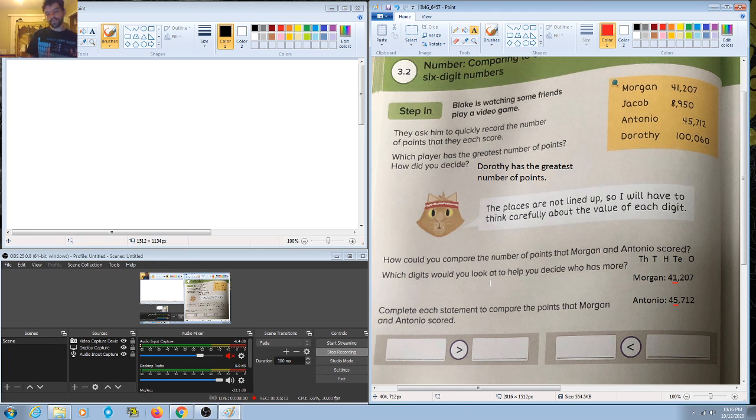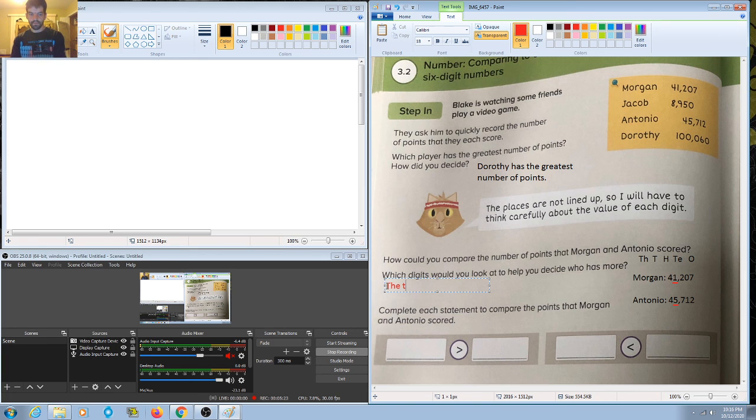So this next question says complete also. Which values would you look at to help you decide who has more? The thousands place, the digits corresponding to the 1 in the thousands place.